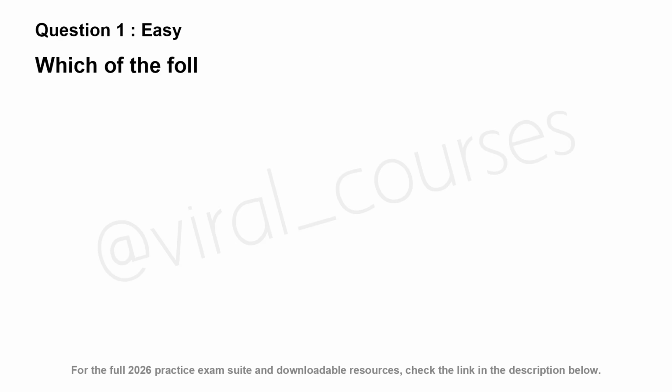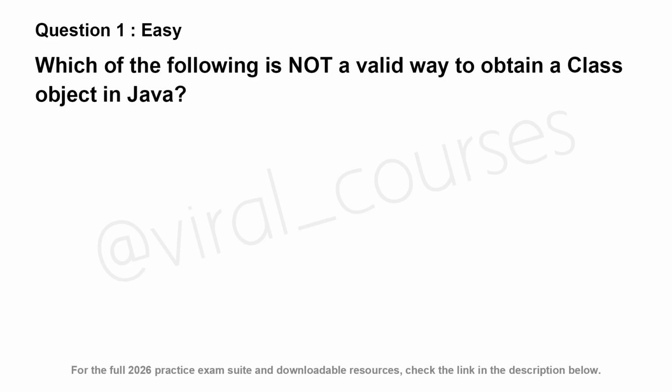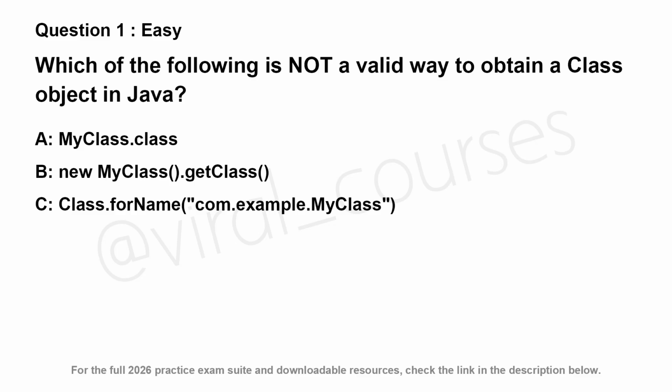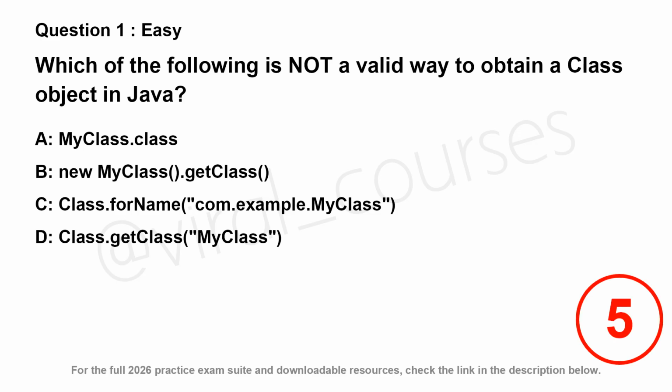Which of the following is not a valid way to obtain a Class object in Java? Option A, MyClass.class. Option B, new MyClass().getClass(). Option C, Class.forName("com.example.MyClass"). Option D, Class.getClass(MyClass).